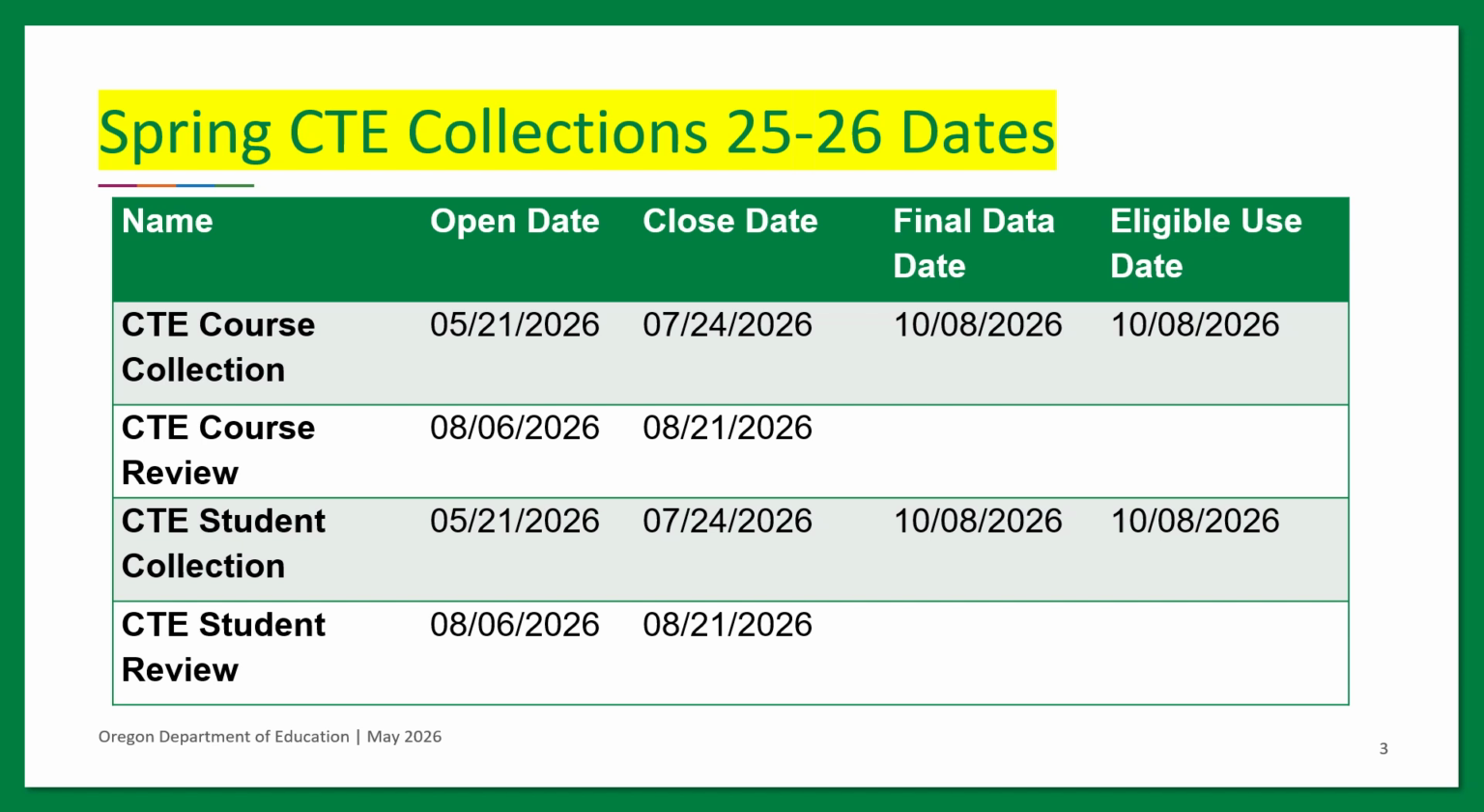This year, each spring CTE collection also has a review, August 6th, 2026 through August 21st, 2026. The reviews are a sort of pre-validation process to help identify incorrectly reported data before the secondary career pathways or Perkins performance validations are prepared. More information on the reviews, including CTE course review and CTE student review guidance and training sessions, will be available on the Spring CTE Collections page as their time approaches.